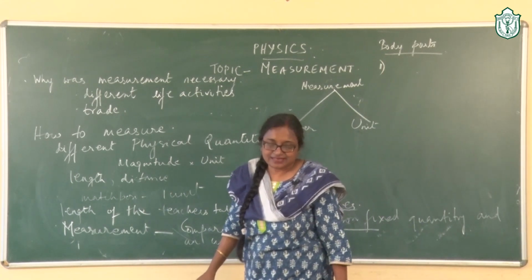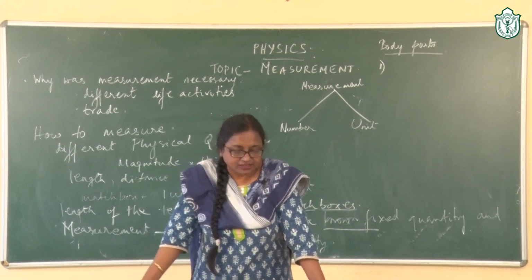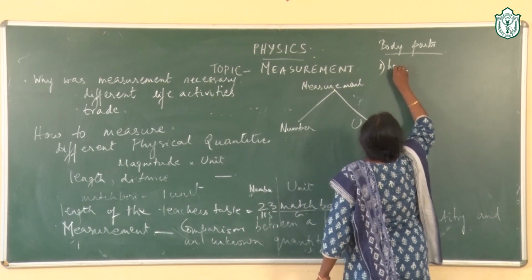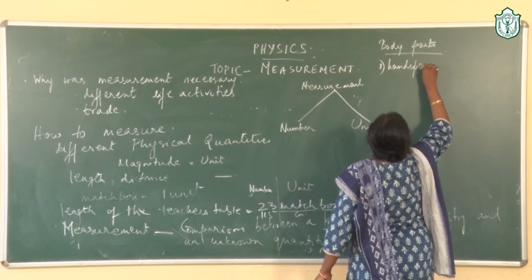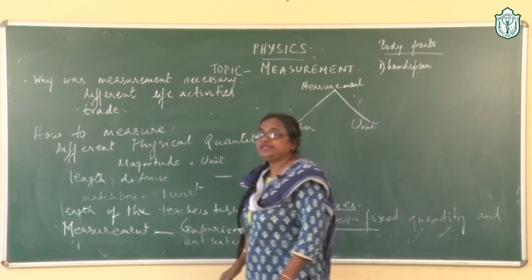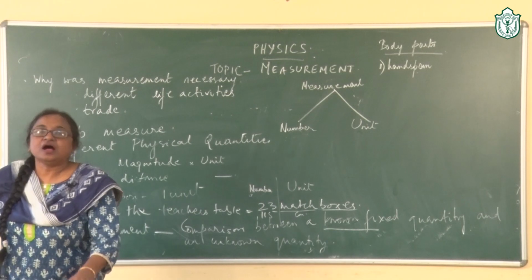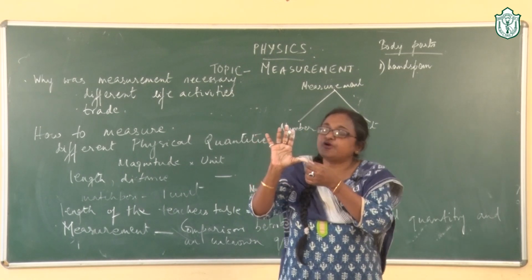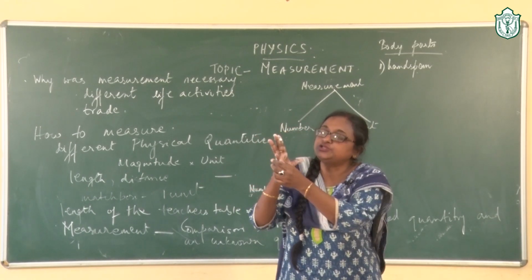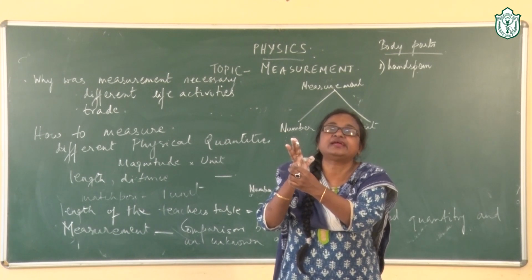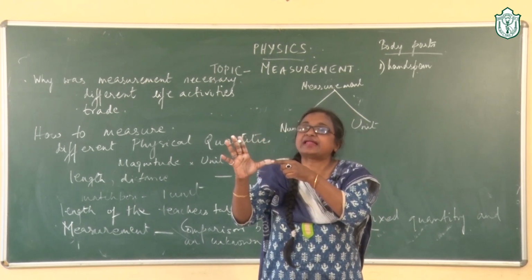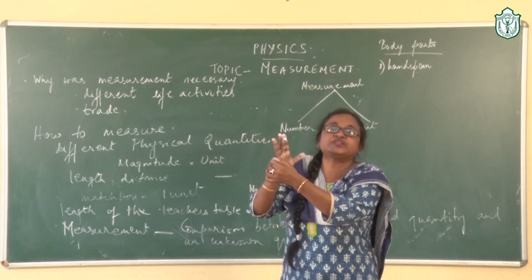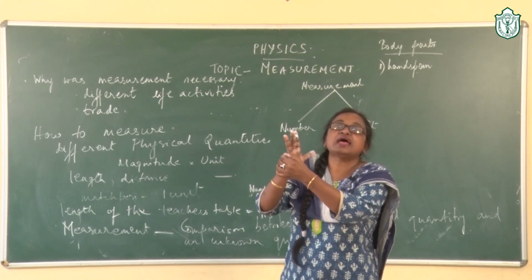First was the handspan. What is a handspan? To measure length, they used the handspan. The length from the tip of the thumb to the tip of the little finger is 1 handspan.